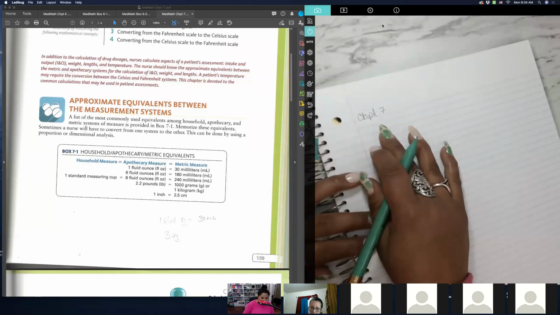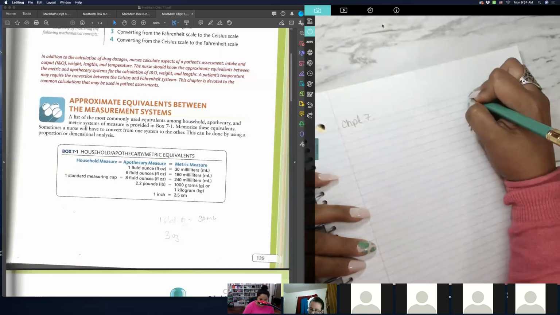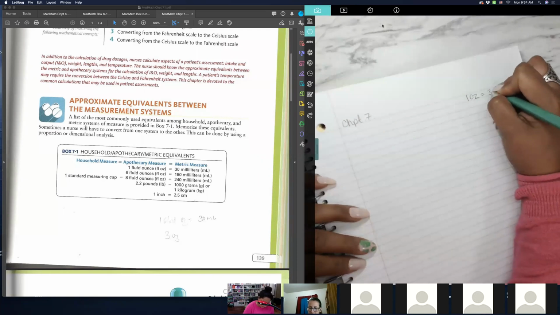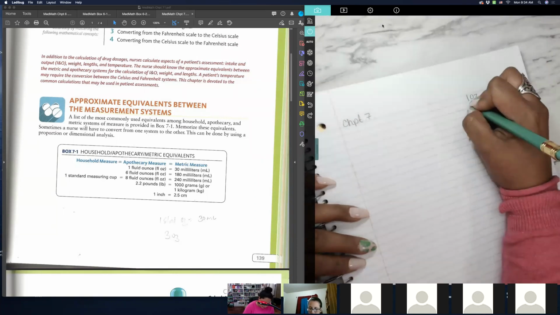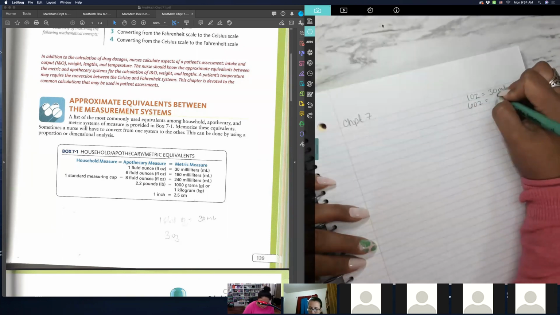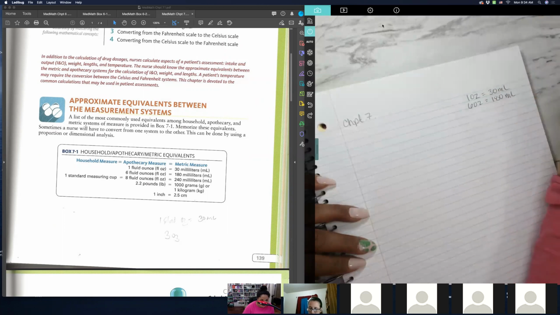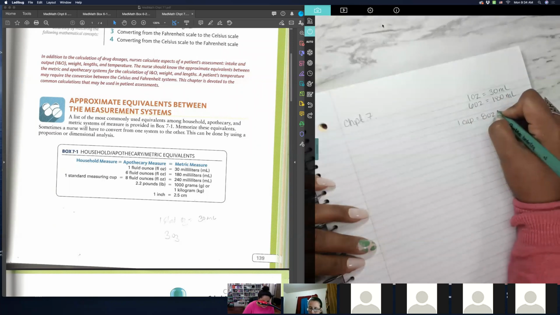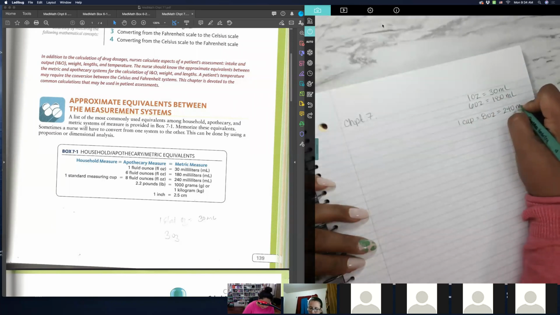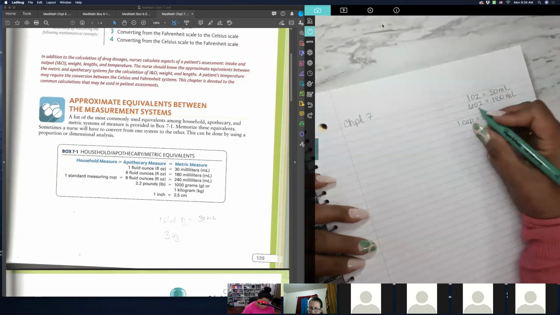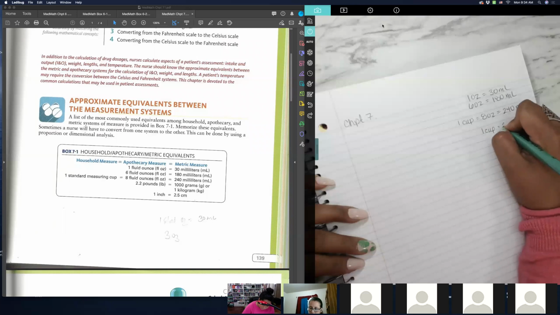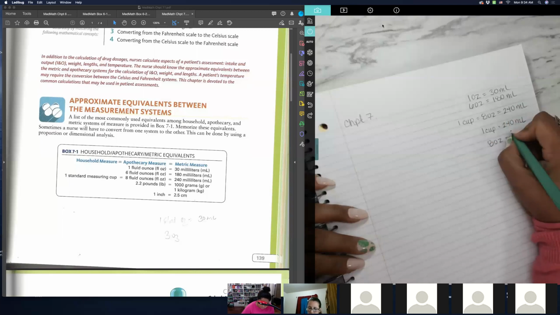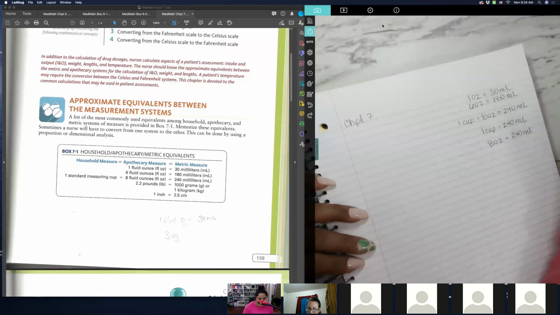Okay, so for chapter 7, we're going to need a couple of new conversions. We need 1 ounce is equal to 30 milliliters. We need 6 ounces is equal to 180 milliliters. 1 cup is equal to 8 ounces is equal to 240 milliliters. So to simplify this, I can break it down and say 1 cup is equal to 240 milliliters. And I can also say 8 ounces is equal to 240 milliliters.